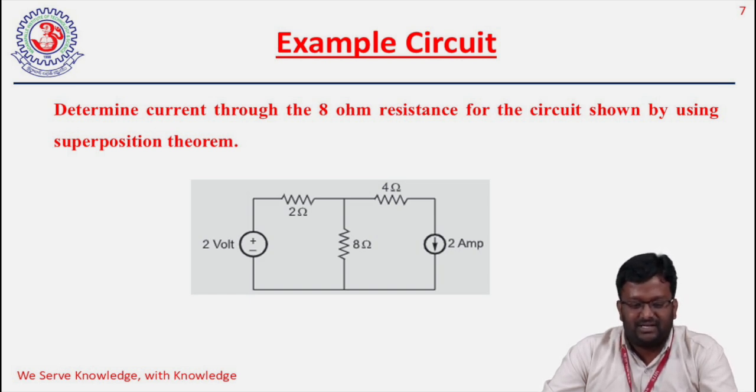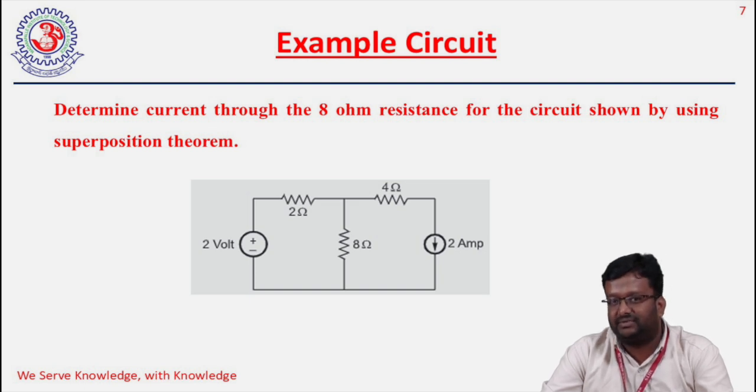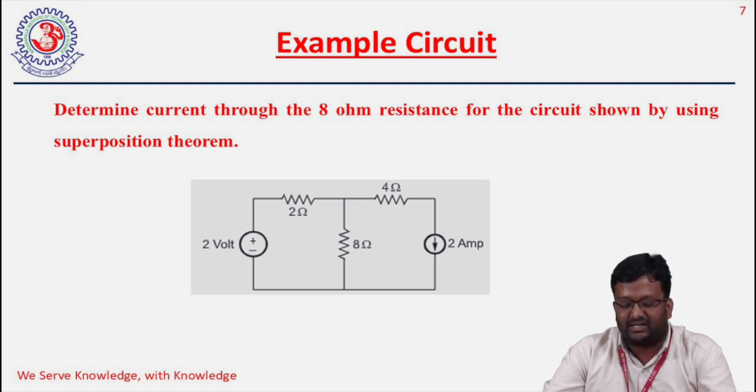What they have said: determine the current through the 8 ohm resistor for the circuit shown by using the superposition theorem. So here we need to find the resultant current flowing through the 8 ohm resistor which is present in this DC network circuit, using the superposition theorem. We need to apply the superposition theorem here.